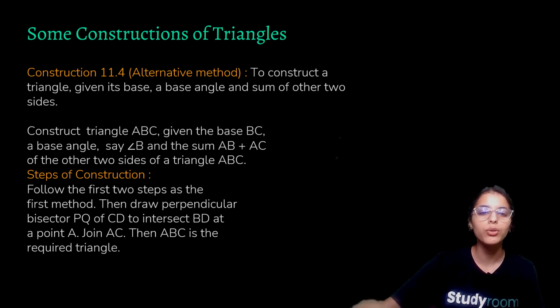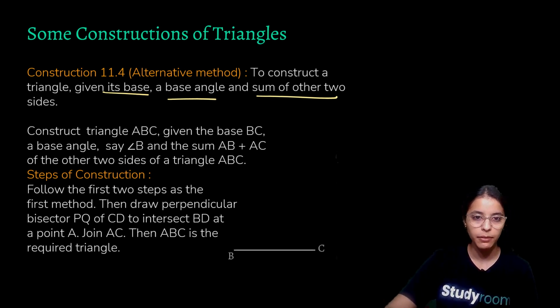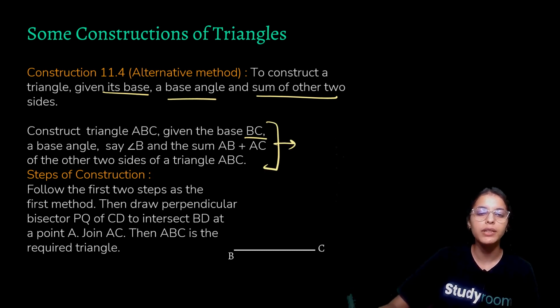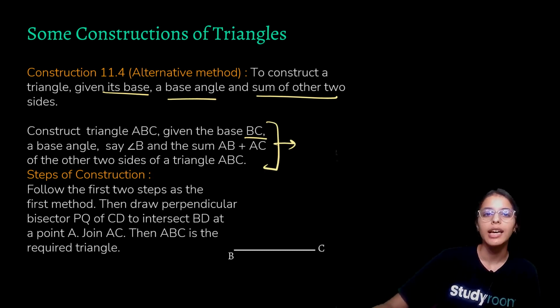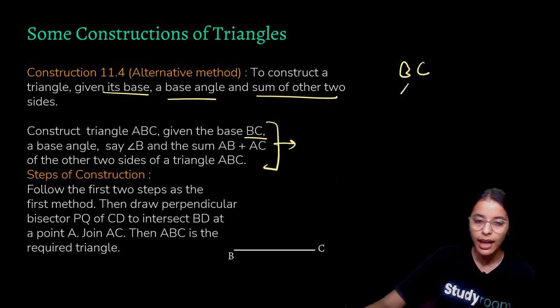Now let us move on to an alternative method to do the construction of the triangle when its base, angle, and sum of two sides are given. First of all, we'll carry out our basic drill of making first the base, that is base BC. The information that is given here is the same as given in the previous question. That was our base BC, angle B, and AB plus AC.